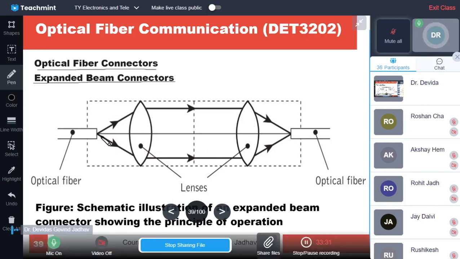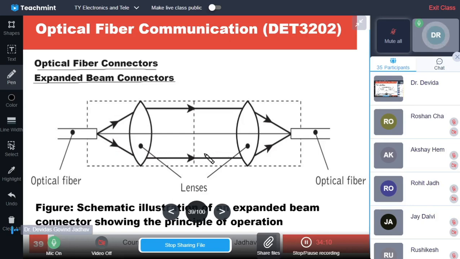So one fiber is emitting the optical energy in all directions. That optical beam is collected by the first lens and made into a parallel beam. That parallel beam falls on the surface of the next lens, and that lens focuses the optical light on its focal point. At that focal point the fiber can be arranged so that the focused optical energy can be launched into the second fiber.